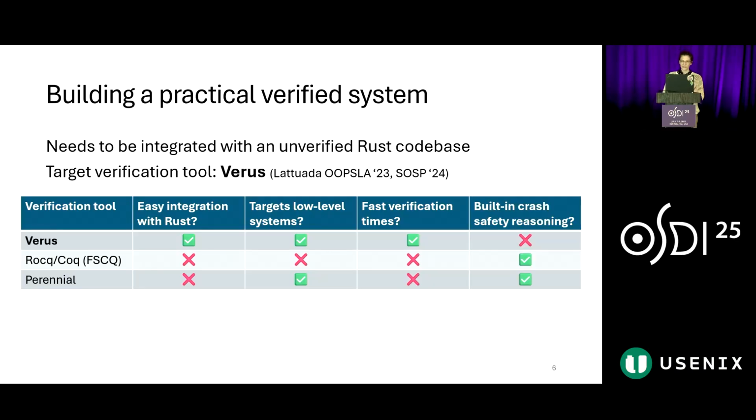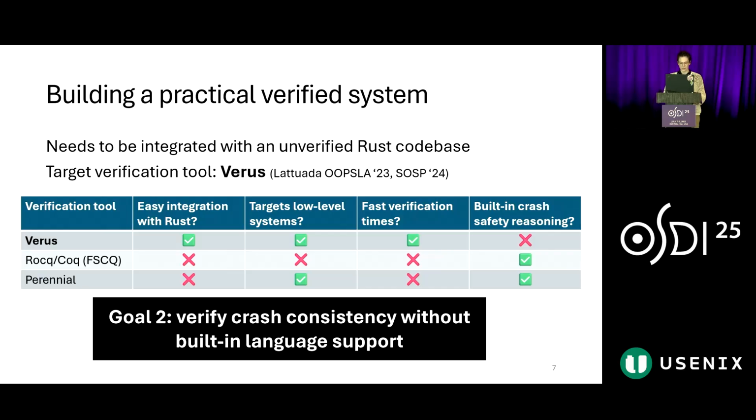But where it doesn't compare so well is when it comes to built-in support for reasoning about crash safety. These other tools have this support or can easily be made to have it, but Verus does not have any kind of built-in crash safety reasoning, and there are no plans to add it. And so our second goal for this work was to figure out how to verify this property without needing any kind of built-in language support. This is what we mean by tool-agnostic in the title of the talk.